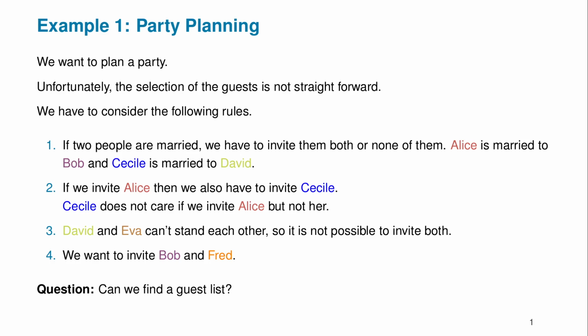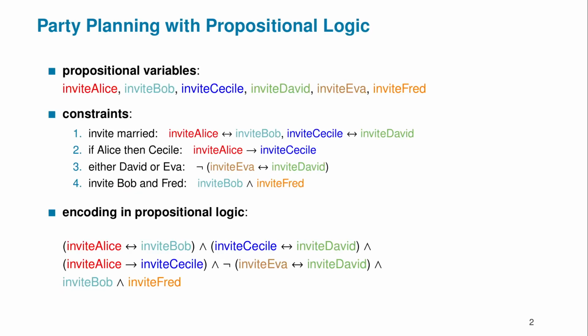And the question is, is there a solution to this problem? Can we find a consistent guest list such that all of these rules are satisfied? And now we can play around with it and find the guest list by hand. We have to consider quite some possibilities. But what we could also do is encode this into logic.